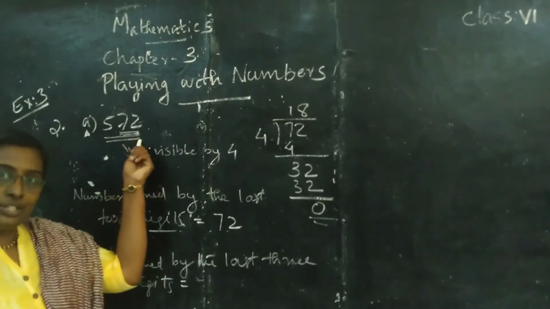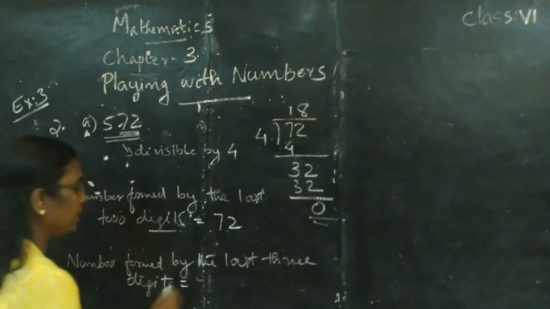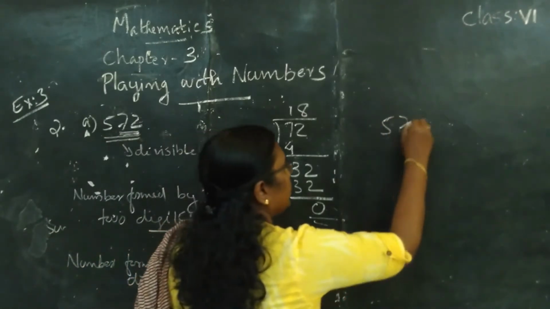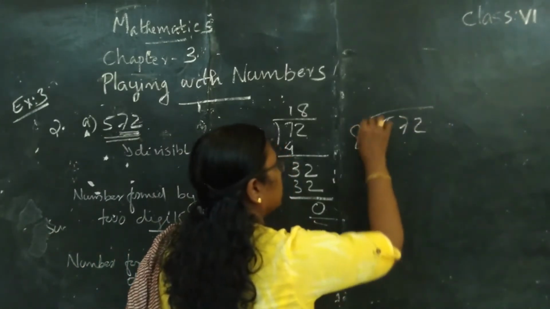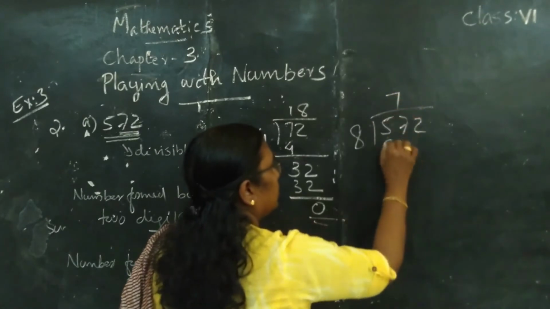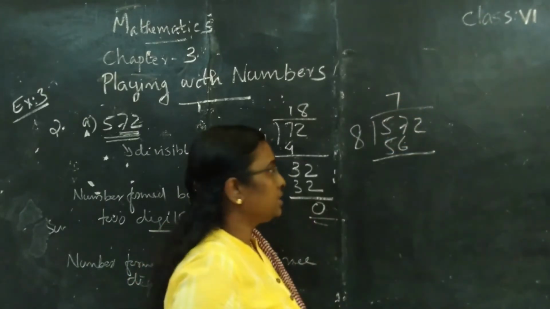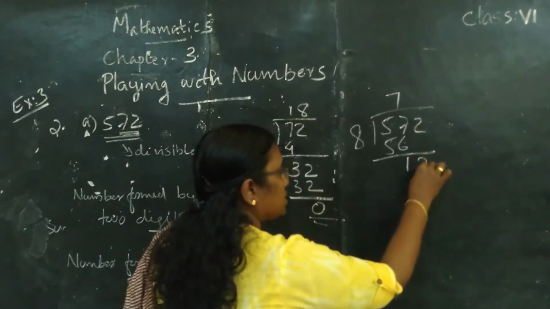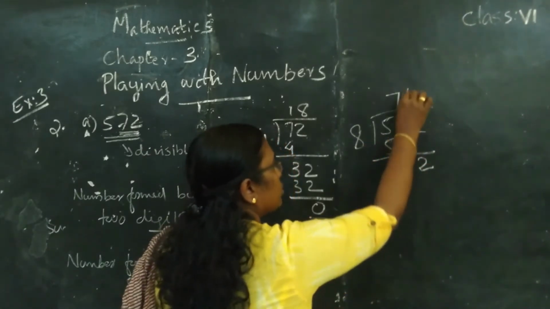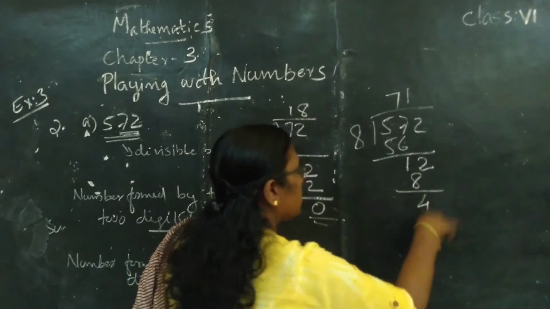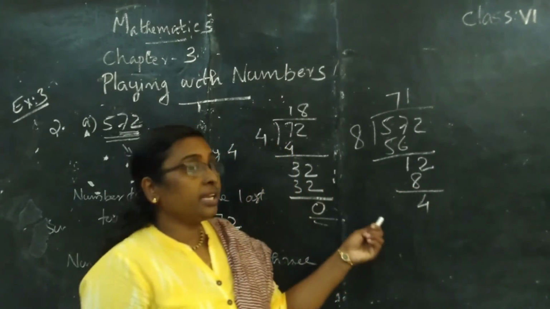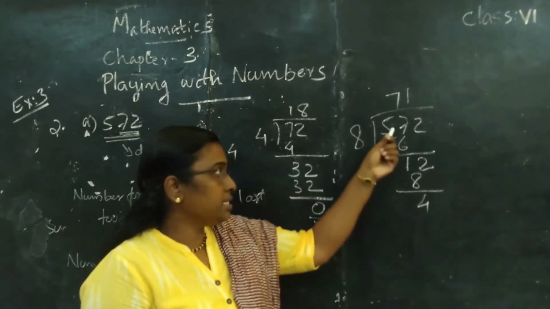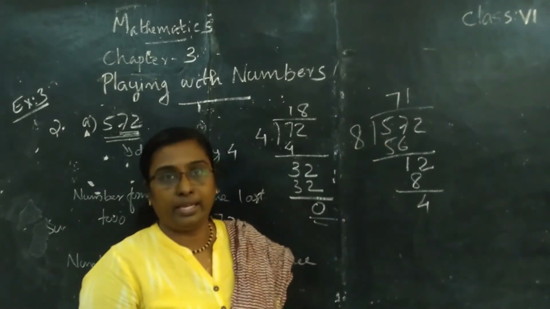Here there are 3 digits only, isn't it? So the number is 572. 572 divided by 8. 7 times 8 in 57. Remainder is 1. Carry down this 2 here. Then how many times? 1 time 8. The remainder is 4. Since there is a remainder, this number is not divisible by 8.